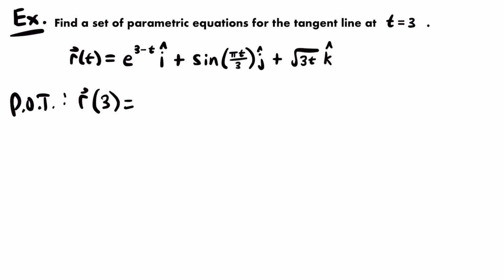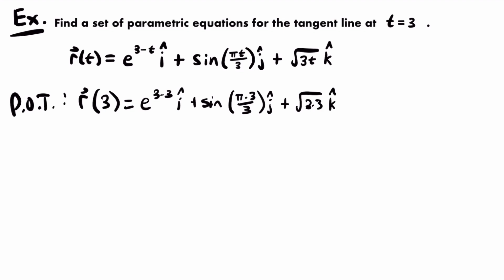So we'll plug in 3, and we'll have e to the power of 3 minus 3 times i plus sine of pi times 3 divided by 3 multiplied by j, and then we have plus the square root of 3 times 3 times k. And so if we simplify, e to the power of 3 minus 3 will be e to the power of 0, so that's just 1. So we'll have 1 times i, and then these 3's will cancel out inside the sine function. So we have sine of just pi, and sine of pi is 0. So the middle term will be 0j.